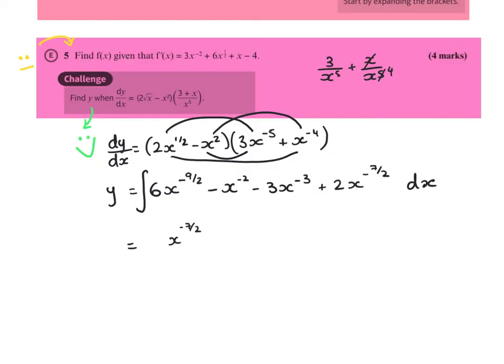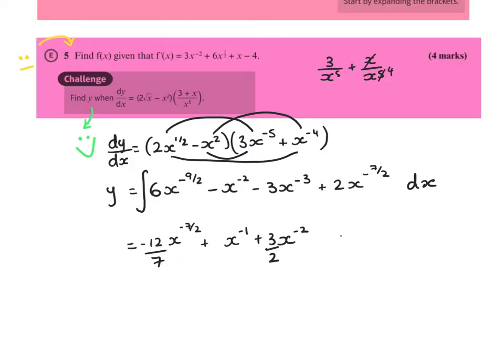Divide by the new power, negative 2 over 7. Increase the power by 1, negative 1. Divide by the new power, negative 1 divided by negative 1 is plus 1. But I'm just going to write plus. Increase the power by 1, negative 2. Divide by the new power, minus 3 divided by minus 2 is plus 3 over 2.